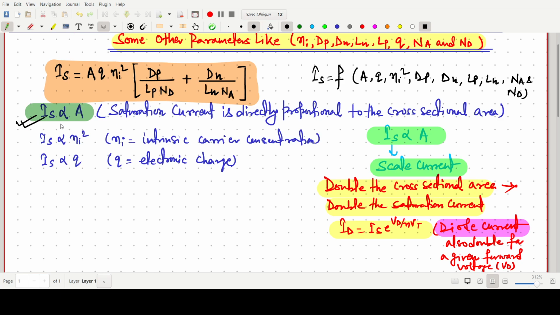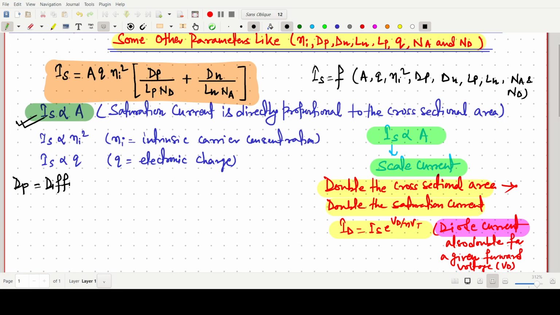Now some other terms that we have to know. I am focusing more on the junction area, because so many numericals are related to it: the cross sectional area of the diode. So the other parameters, what they signify: the Dp in the expression is simply the diffusion constant.